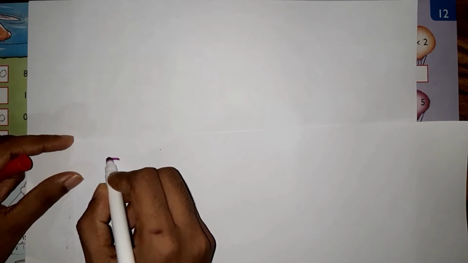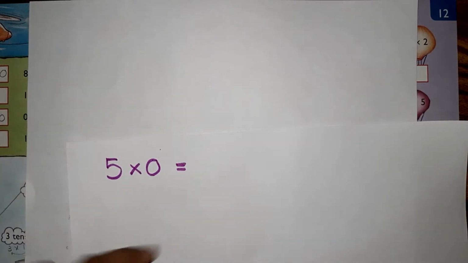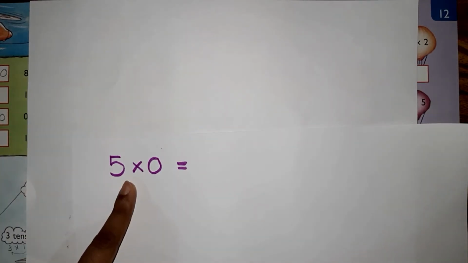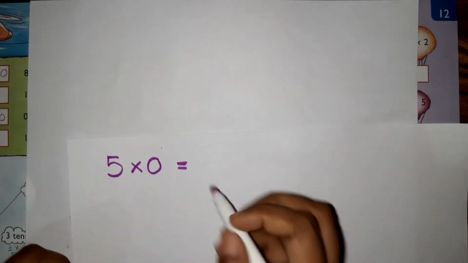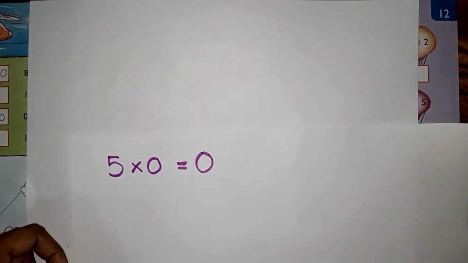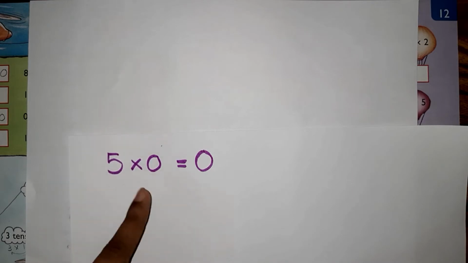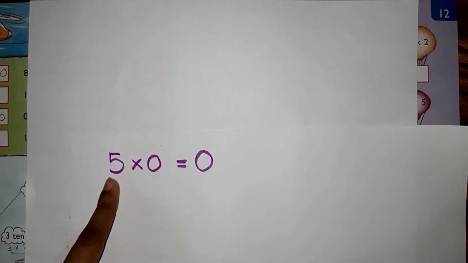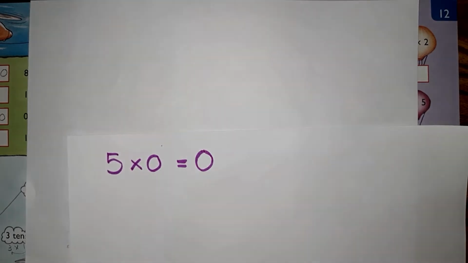What is the answer for 5 times 0? We know that in multiplication equations, if there is a 0, then the answer should always be 0. Why? Because we know 0 means nothing. So if I describe this equation, 5 times 0, that means 5 sets with no objects in each set. No objects means the answer should be 0.